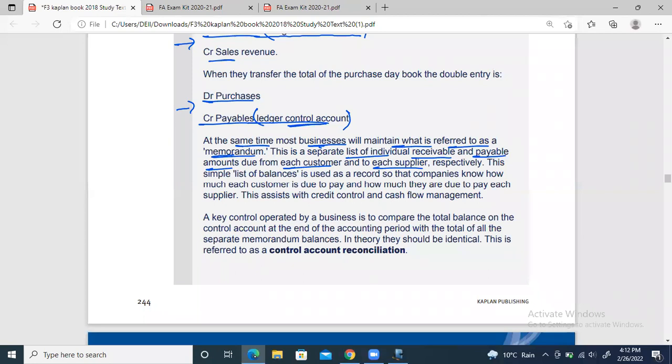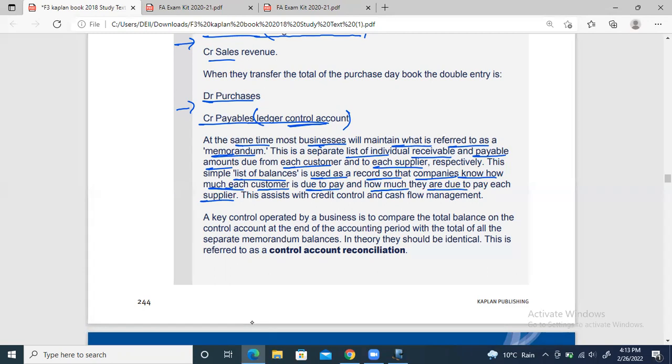So this simple list of balances is used as a record so that companies know how much each customer is due to pay and how much they are due to pay each supplier. You can see that this is the same explanation that I just explained in the notes: the list of balances are individual accounts, in other words, memorandum accounts. We have to confirm them from the control accounts, and these contain each customer or each supplier record. These are not the total ones. List of balances contain only the separate amounts of each customer.